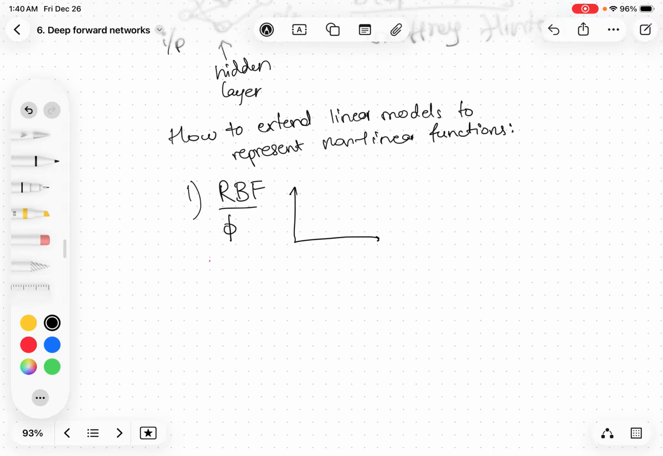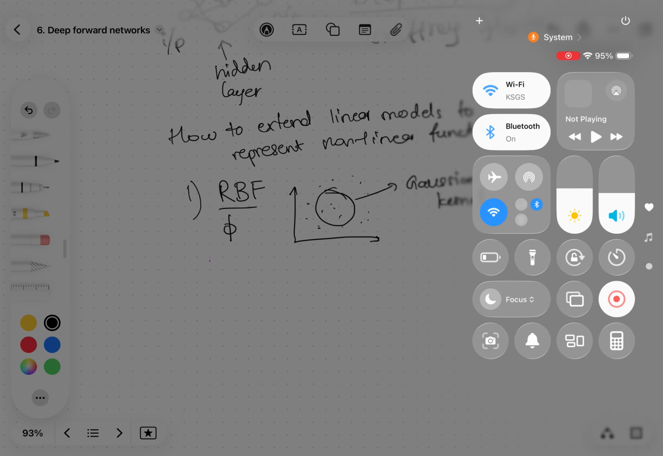So if I were to draw how this looks, let's say we have all the data points here. So this is kind of the Gaussian kernel, also called the radial basis function. So this whole set of ideas is one way to do it.